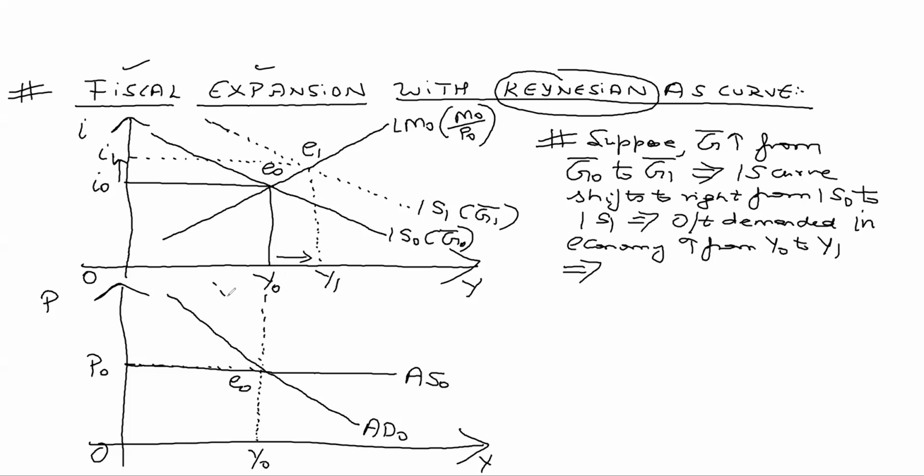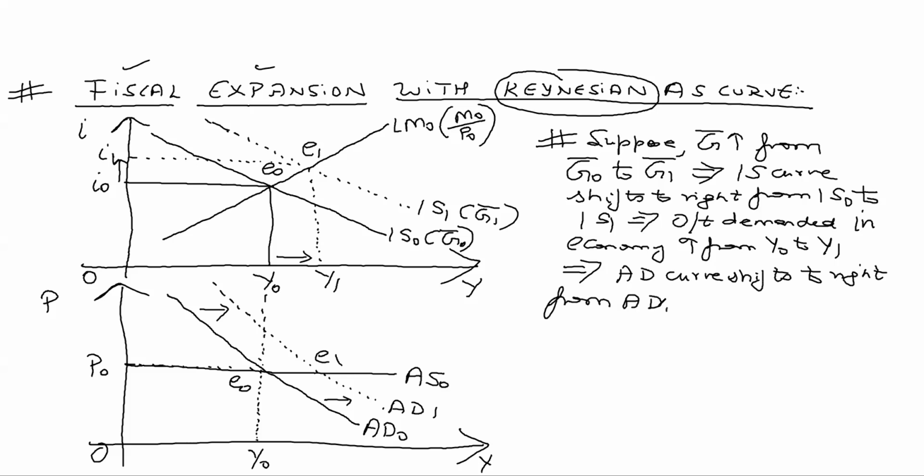which implies, as we had seen in the last lecture on aggregate demand, when output demanded goes up, my AD curve will shift to the right parallelly. Okay, so this implies my AD curve shifts to the right from AD0 to AD1, which implies excess aggregate demand. This is my excess aggregate demand.